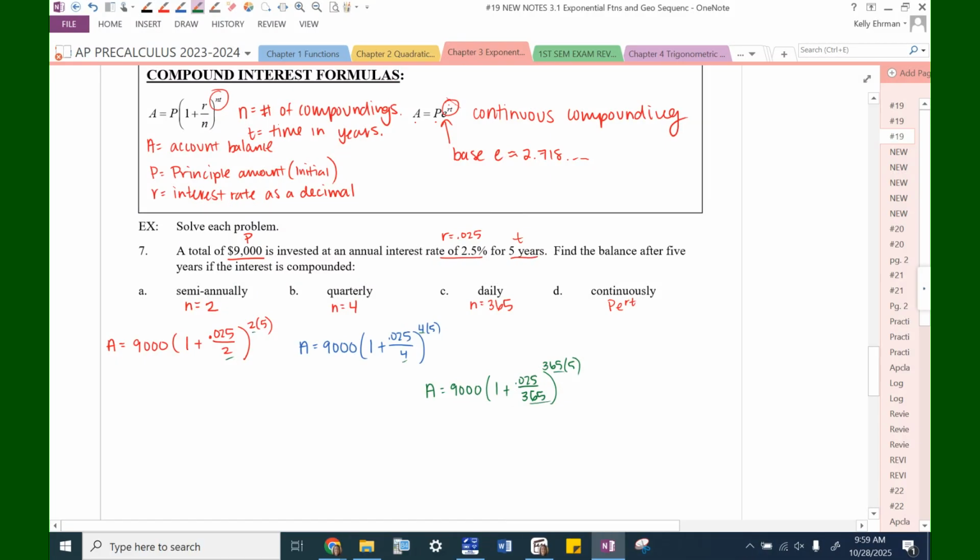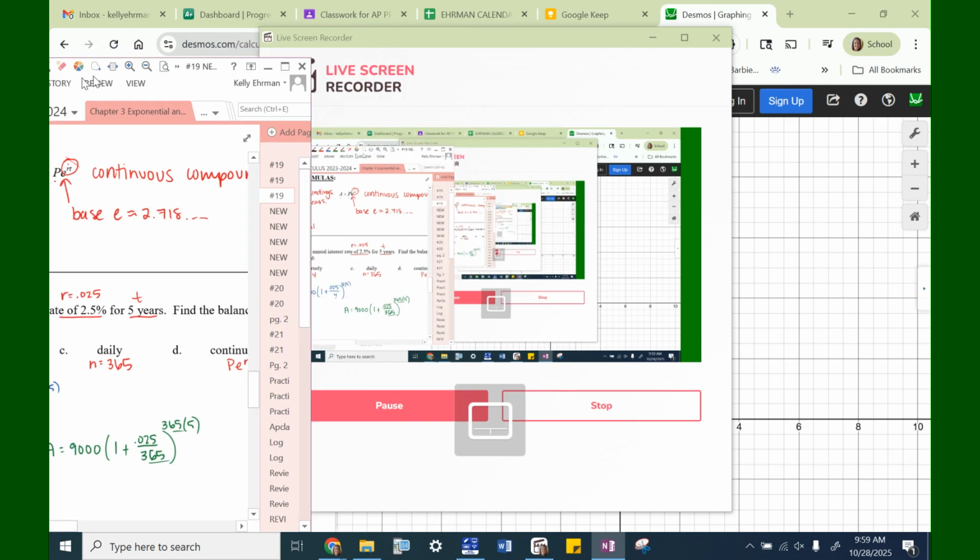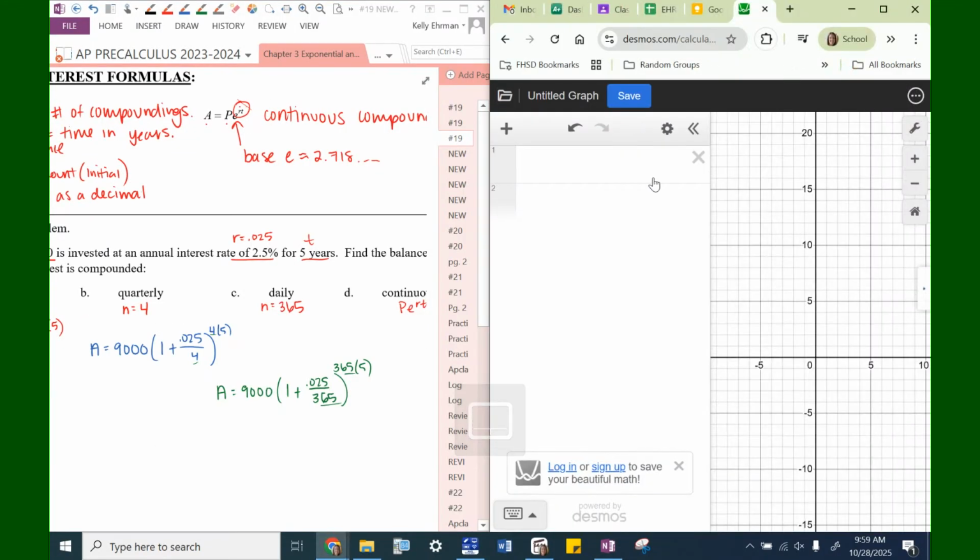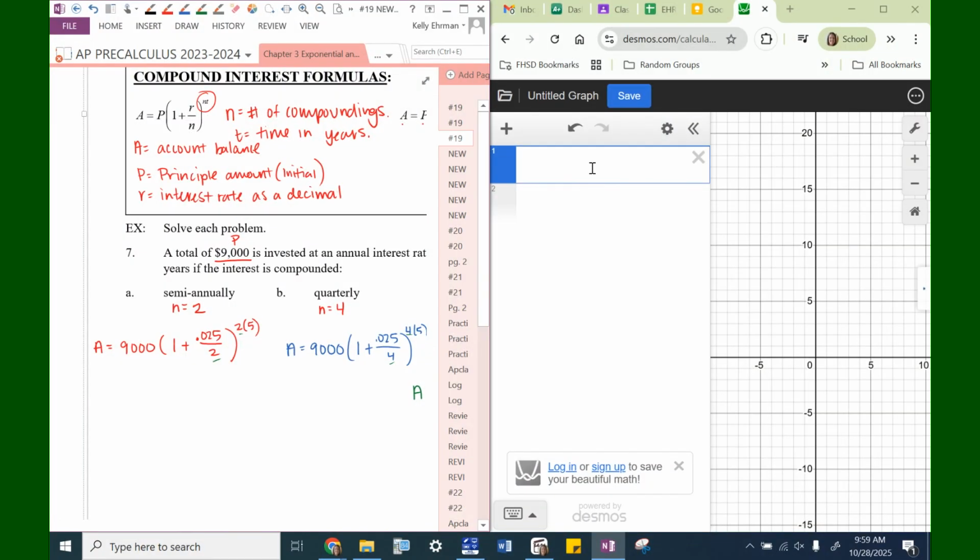So let me switch over to Desmos here. I'm going to split screen. All right, so you don't need to type in the A equals part. We're just calculating a number, so we're not trying to graph anything. It's just going to be 9,000 times parentheses 1 plus 0.025 divided by 2 to start. Raise that to the 2 times 5 power.